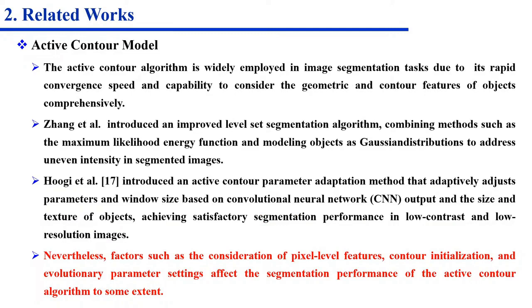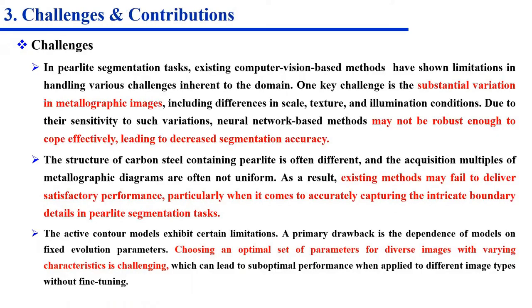As an important algorithm in image segmentation, the active contour model has produced a lot of important works. For example, Zhang and Hongji et al. Nevertheless, factors such as the consideration of pixel-level features, contour initialization, and evolutionary parameter settings affect the segmentation performance of the active contour algorithm to some extent. So there are some challenges that should be faced.